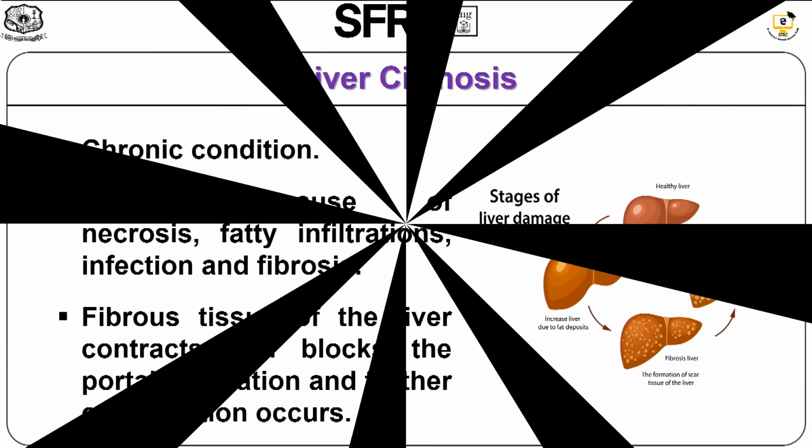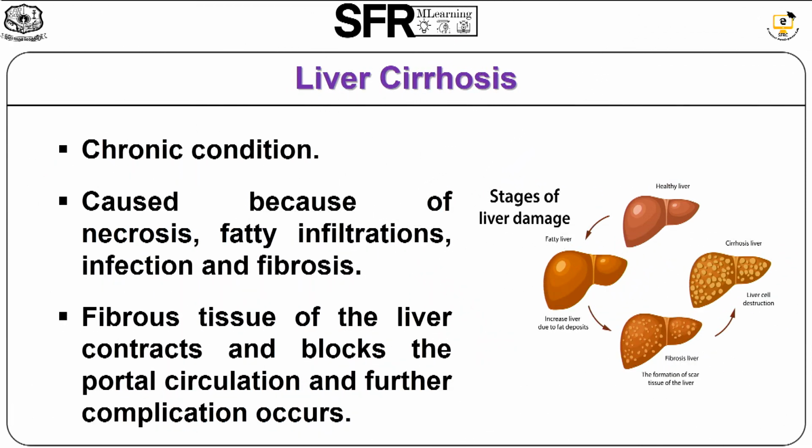So liver cirrhosis. Liver cirrhosis is a chronic condition. It takes years and years for this condition to develop. It may be because of repetitive infective diseases like hepatitis or chronic alcoholism, which cause liver cirrhosis. It doesn't happen in a day or overnight. It takes years and years to cause liver cirrhosis. It is caused because of necrosis, fatty infiltrations, infections and fibrosis.